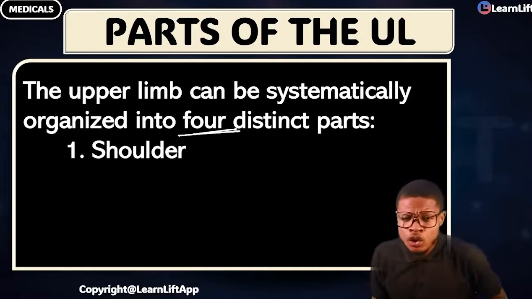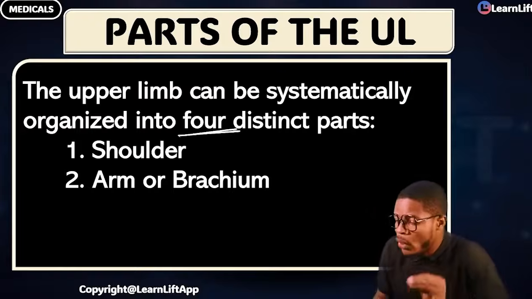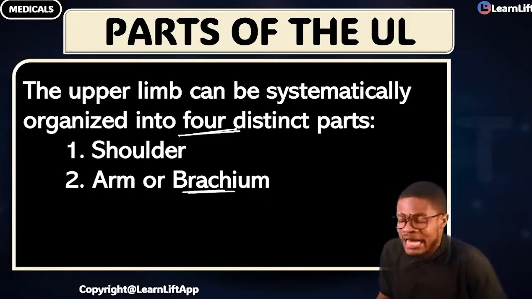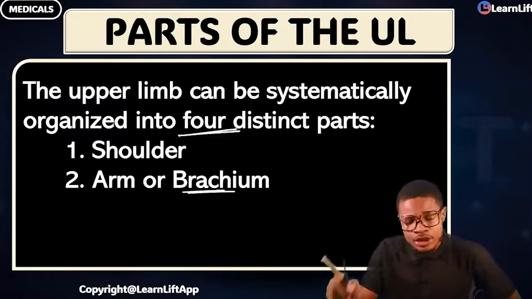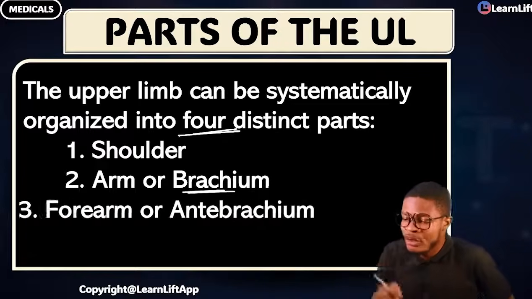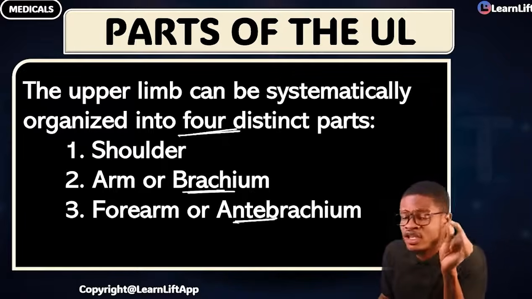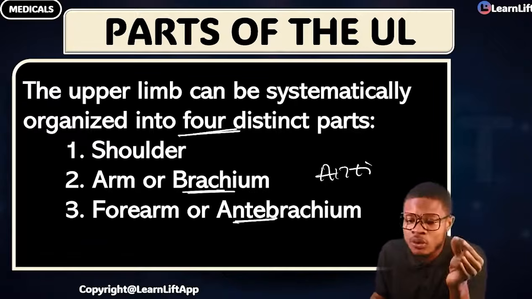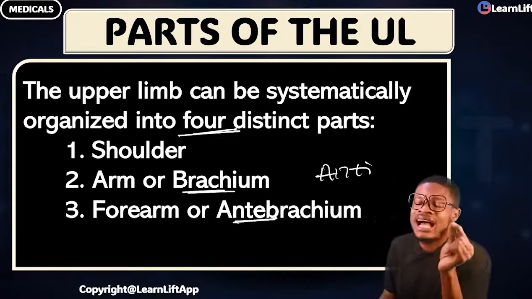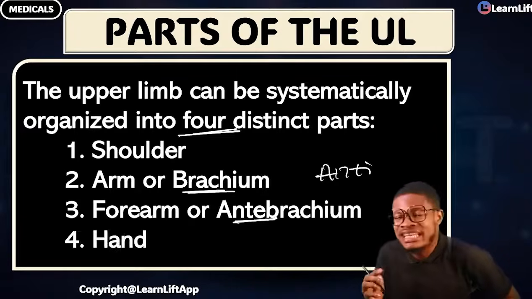Number 1 is called shoulder. Aside the shoulder, we have what is called the arm or the brachium. Another name for arm, what is it called? Brachium. What's number 1? Shoulder. Number 2, arm or brachium. Number 3 is called the forearm or the antebrachium. Now listen, the spelling of the anti is not A-N-T-I, no. A-N-T-E, that's what we have, antebrachium or the forearm. And then number 4 is called the hand.